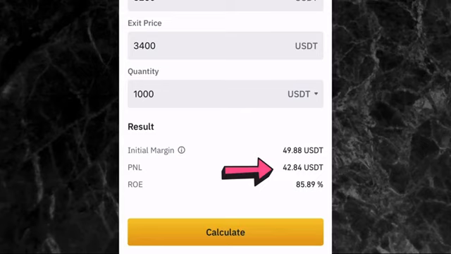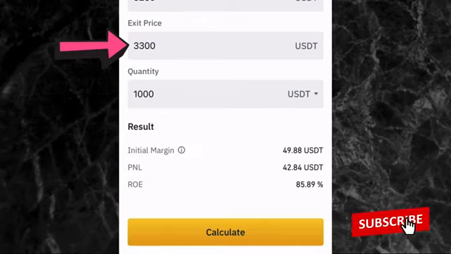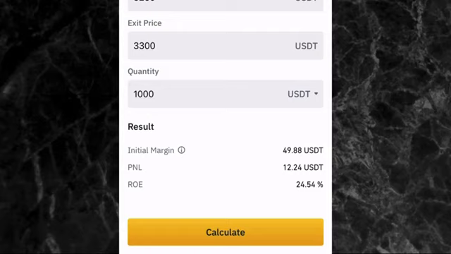So that means you can calculate the amount of profit you're going to make. So let's say, for example, you plan to exit the trade when it gets to like $3,300. You don't want to take too much time, just want to take profit and go. Tap on calculate again. It's going to show you just need $49 and the profit and loss you're going to be making is $12 and the ROE is 24%. So here you can actually calculate the profit and loss that you're going to be making.